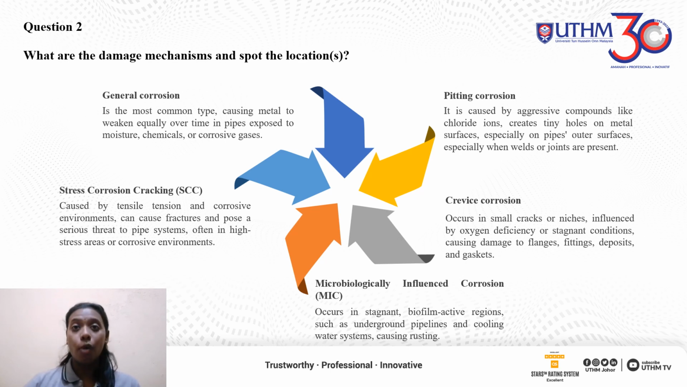Crevice corrosion commonly occurs in small cracks or niches influenced by oxygen deficiency or stagnant conditions, causing damage to flanges, fittings, deposits and gaskets. Moving to the last, microbiologically influenced corrosion (MIC). It occurs in stagnant, biofilm active regions such as underground pipelines and cooling water systems, which can cause severe rusting.